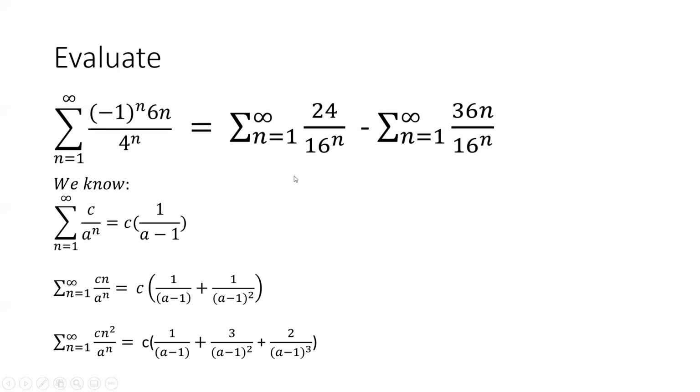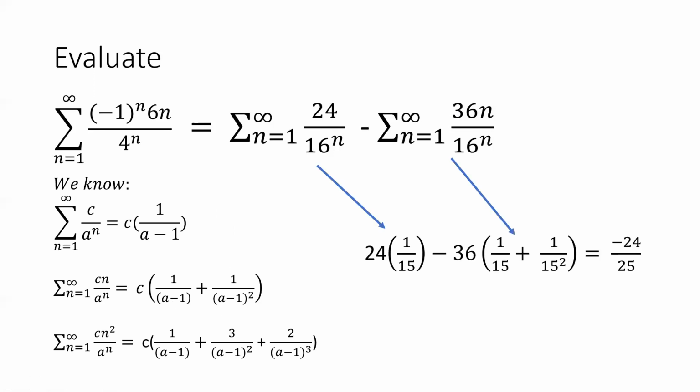So in the first case, 24 over 16 to the n is obviously this original geometric identity, where the constant times 1 over 1 minus the denominator, or denominator minus 1, I should say. So it would be 24 times 1 over 16 minus 1. And in the second case, we have a coefficient of 36, and so it'll be 36 times 1 over 15 plus 1 over 15 squared. Or in other words, this. And with some careful evaluation, we see it comes out to -24 over 25. And just for fun, we can verify with Wolfram Alpha and find out that we are in fact correct.